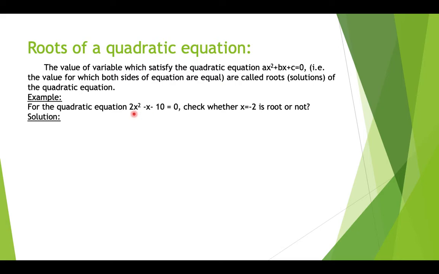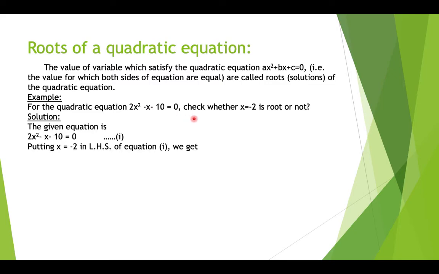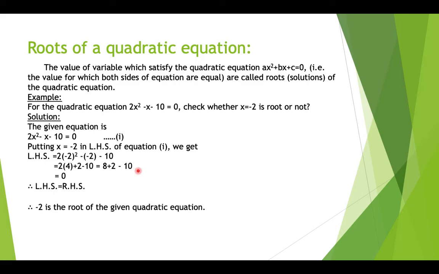So when we put the value of x is equal to minus 2, we should get the left hand side equal to the right hand side, that is, the left hand side should be equal to 0. So let us see. The given equation is 2x square minus x minus 10 is equal to 0. Now we put x is equal to minus 2 in the left hand side of the equation, we will get 2 into minus 2 square minus minus 2 minus 10. So what we are getting is 8 plus 2 is 10, minus 10 is equal to 0. So what we have understood from here is that minus 2 is the root of the quadratic equation and hence it is proved. Therefore left hand side is equal to right hand side.